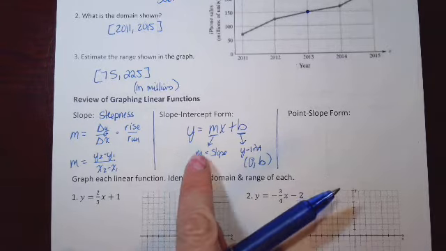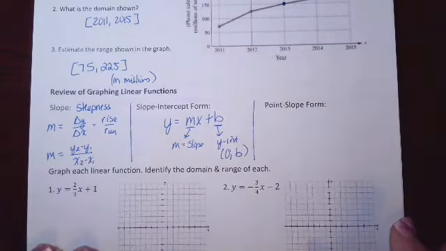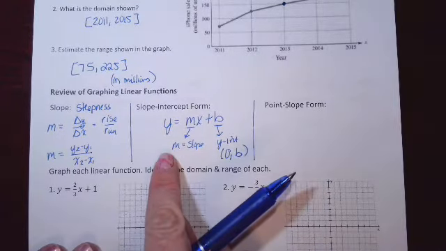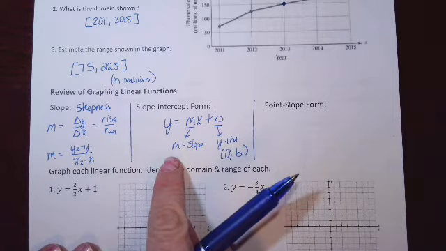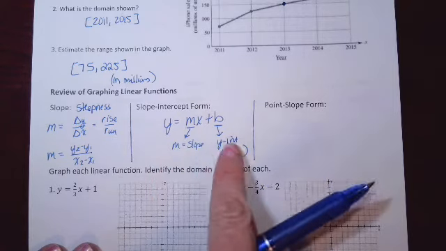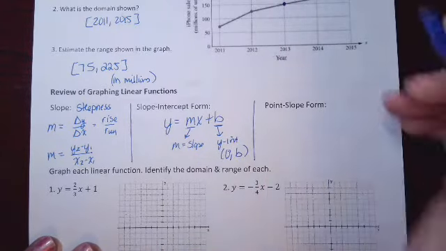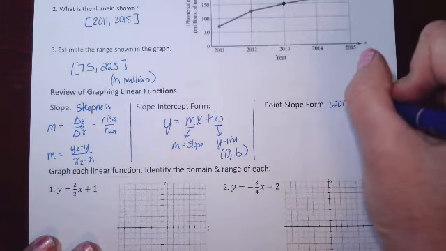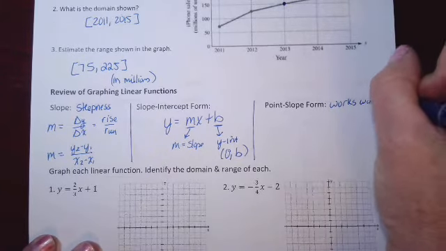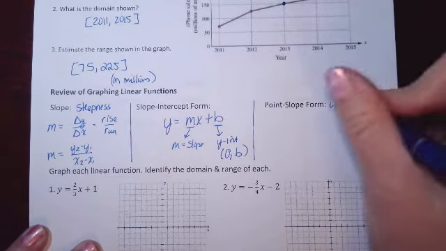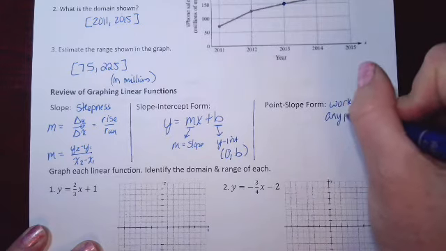So a lot of the time that's what I will ask you to put equations for a line in, the slope-intercept form. I can only start with a slope-intercept form if I know both of these pieces of information, the slope and the y-intercept. If I don't have the y-intercept, if I just have some random point, I'm going to use the point-slope form because the point-slope form works with any point on the line.